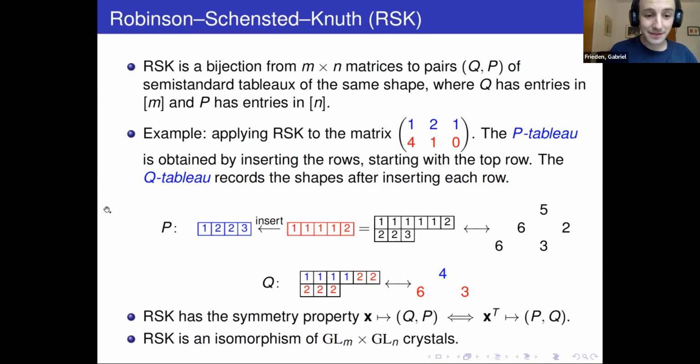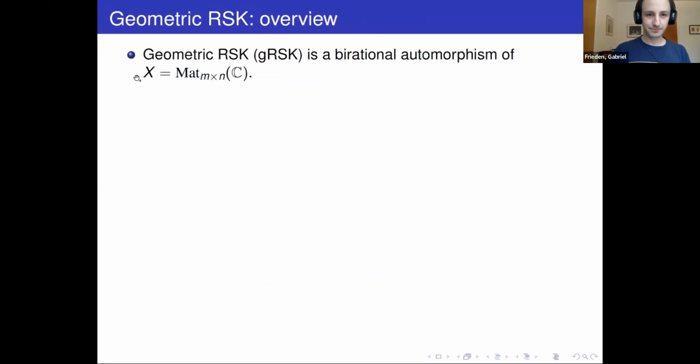And the other thing about RSK is that it's an isomorphism of crystals. So I have crystal operators on the rows and crystal operators on the columns, and the crystal operators on the rows correspond to crystal operators on the Q tableau and don't affect the P tableau, and vice versa for the GLn operators on the columns. Okay, so it turns out that there's a geometric lift of RSK that has all of these same properties.